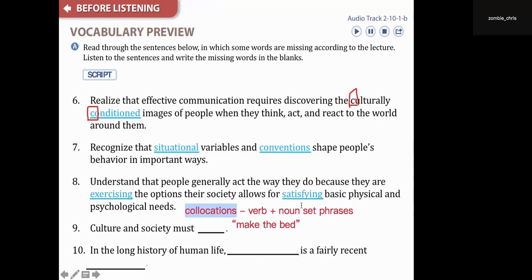You satisfy a physical need, you satisfy a psychological need, you satisfy your thirst, and you satisfy your hunger. So satisfy hunger, satisfy thirst, satisfy needs. We always talk about this. So collocations: exercise options, exercise rights, satisfy needs here.